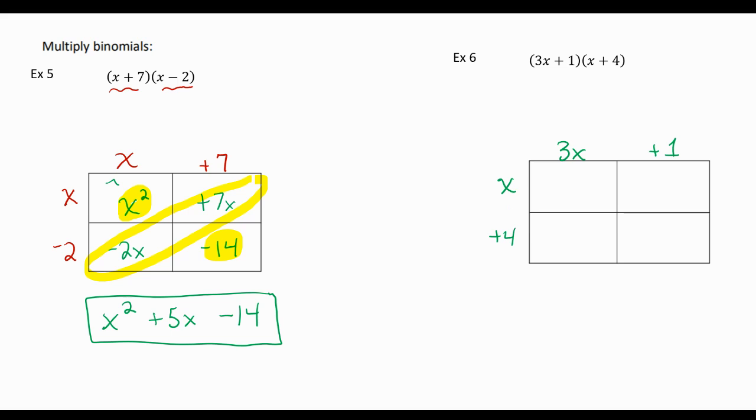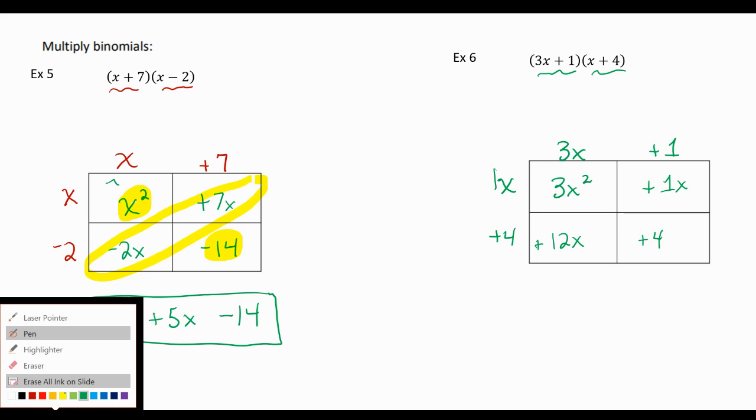Okay, so now I'm just labeling this one on the top, 3x plus 1, x plus 4 on the side, and then there's a hidden one there. So 1x times 3x is 3x squared. 3 times 1 is 3, and x times x is x squared. And then 1x over to 1 would be a positive 1x. 4 times 3x is 12x, positives. And 4 times 1 is a positive 4.